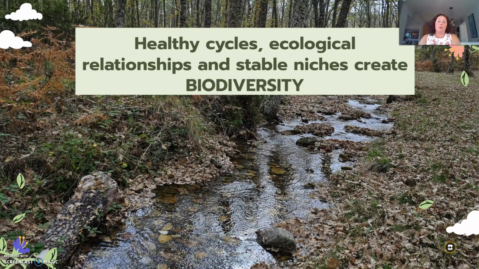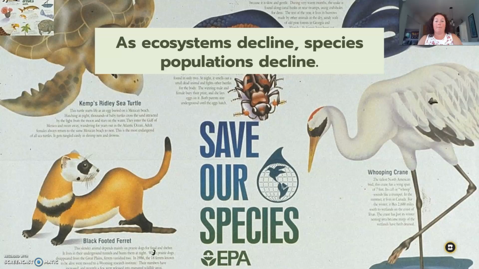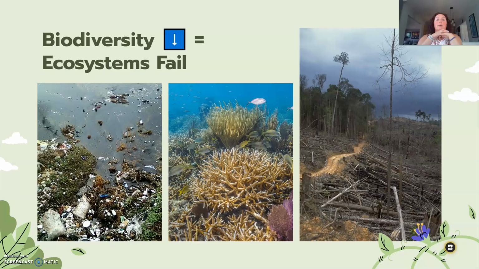So if we have healthy cycles, healthy ecological relationships, and stable niches, that creates what we call biodiversity. And biodiversity is the variety of life on Earth. When we have biodiversity, that's very good. It means ecosystems are stable and they can survive and thrive and carry on and support lots of organisms. As ecosystems decline, meaning resources go away, meaning humans are negatively impacting those ecosystems, then the populations of species decline. And when the populations of species decline, we see a loss in biodiversity.